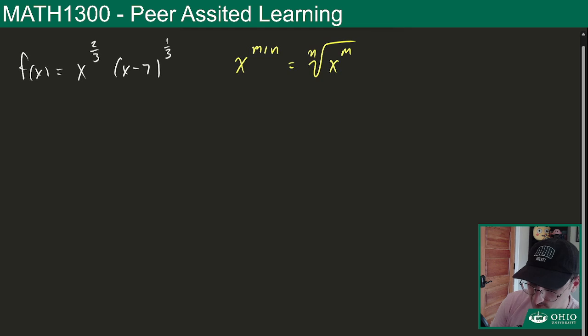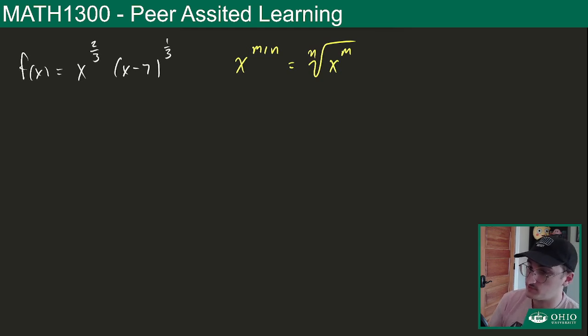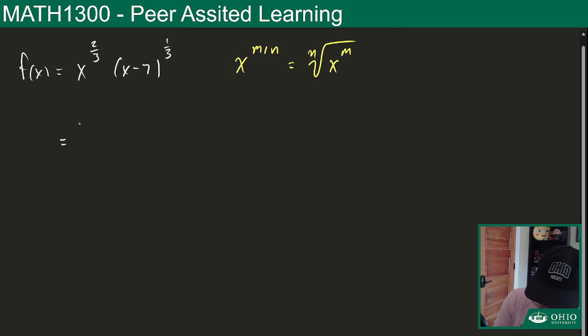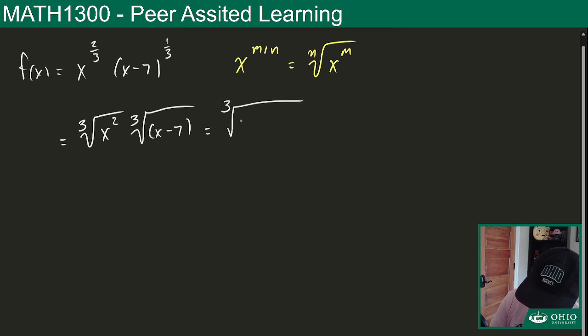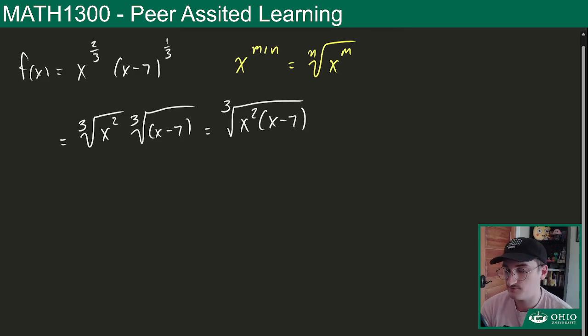So we're going to take big advantage of this formula to rewrite this in terms of a root function, which we hopefully do know how to find the domain of. So this thing is actually going to be equal to the third root of x squared times the third root of x minus 7. Now, if you really wanted to, you could combine these together into the following. And sure, this is useful and all, but let's take a look at what's happening.